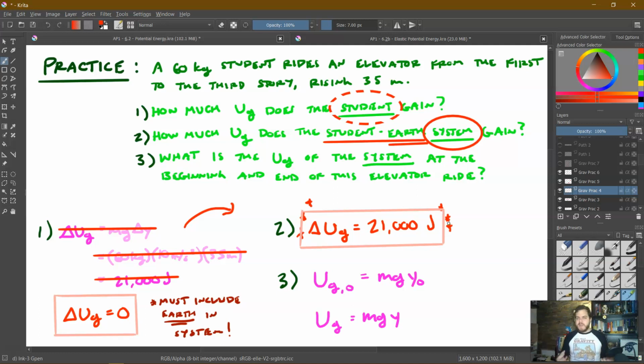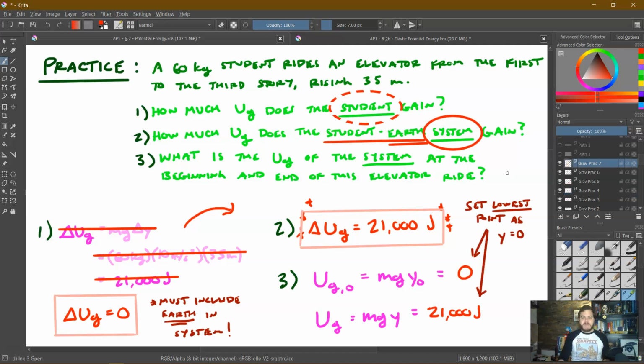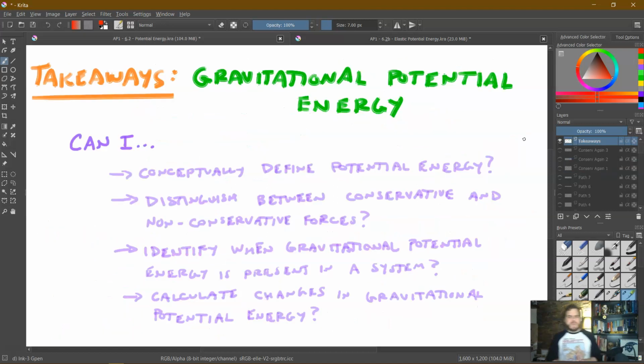But if we're going to set values for the beginning and the end, I will tell you, to make our life easier, it is best if we just set whatever my lowest height was as y equals 0. I'm just going to establish that. I set y equals 0 at the baseline where I started. And that way, you can just say, oh, okay, we've gained 21,000 joules. Boom, I'm done. So what are our takeaways for gravitational potential energy?